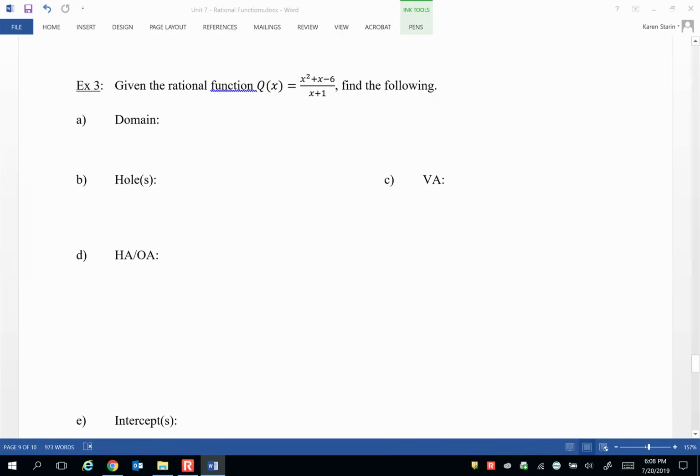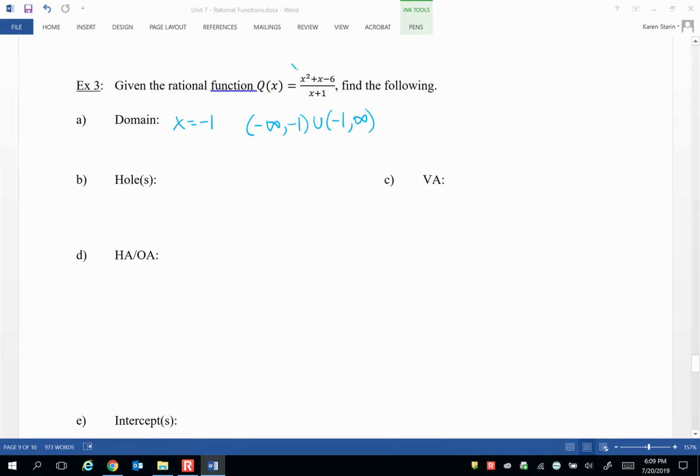Example 3. Q of x equals x squared plus x minus 6 divided by x plus 1. Find the following. Start with the domain. Let's look at the zeros of the denominator. Well, there's only one, and that's at x equals negative 1. So that's our excluded value. So the domain is from negative infinity to negative 1, union negative 1 to infinity.